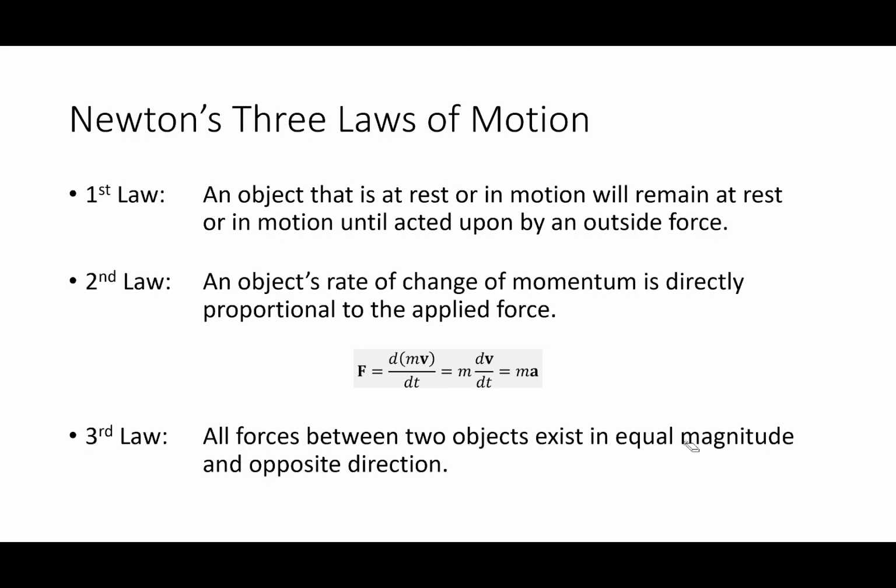The second law says that an object's rate of change of momentum is proportional to how much force you're putting on it. Now, if we were to write that as a formula, we would say that an object's rate of change is directly proportional to applied force. If we're talking about rate of change, we're saying that the force equals the derivative of the momentum. And momentum is defined as mass times velocity. But mass is a constant, we can factor that out, and the derivative of velocity is acceleration. So F equals ma, right? I'm sure you all probably heard that before, right? F equals ma. The third law says that all forces between two objects exist in equal magnitude and opposite direction.